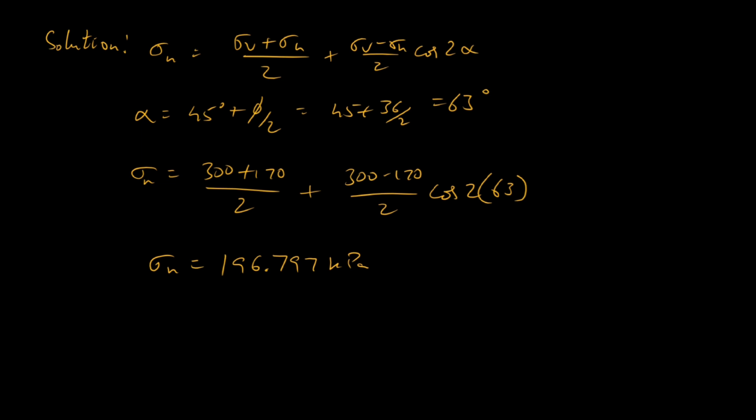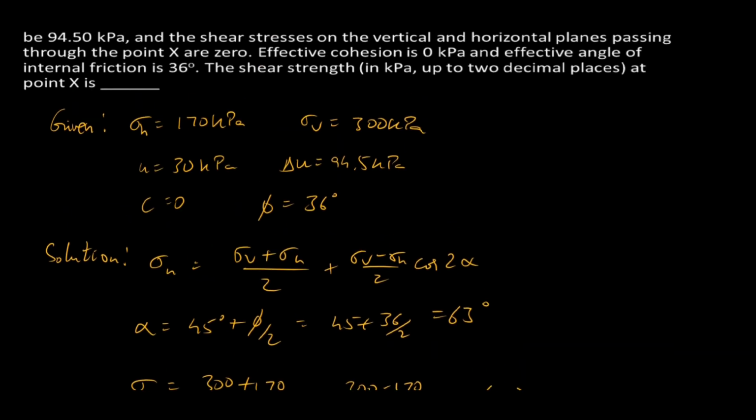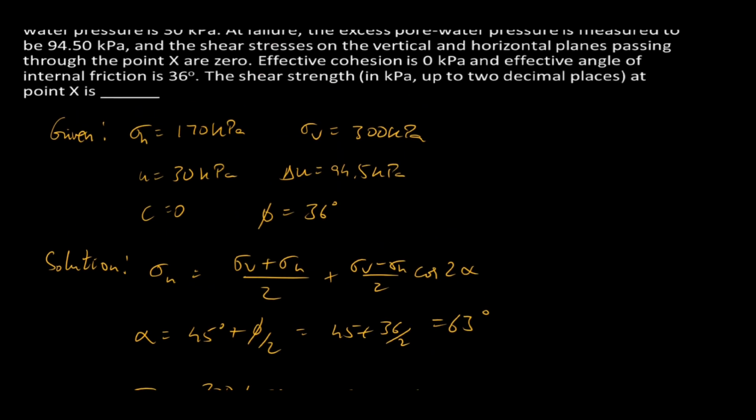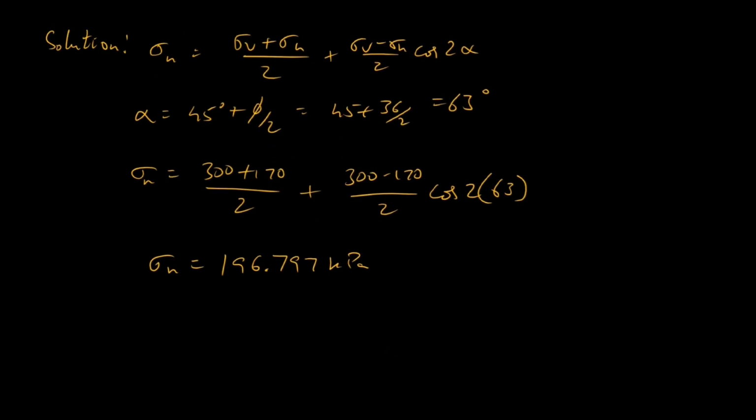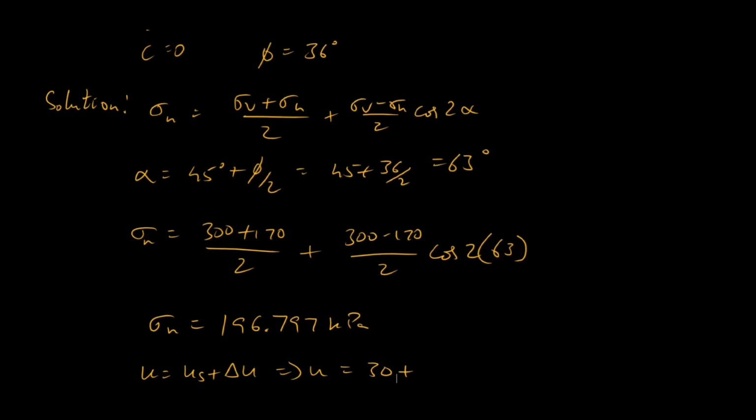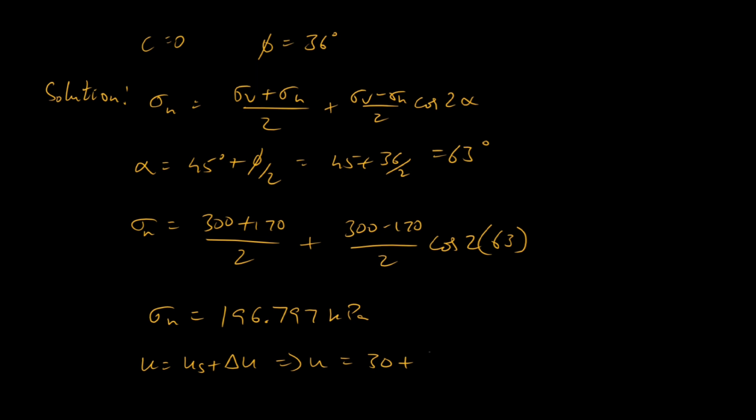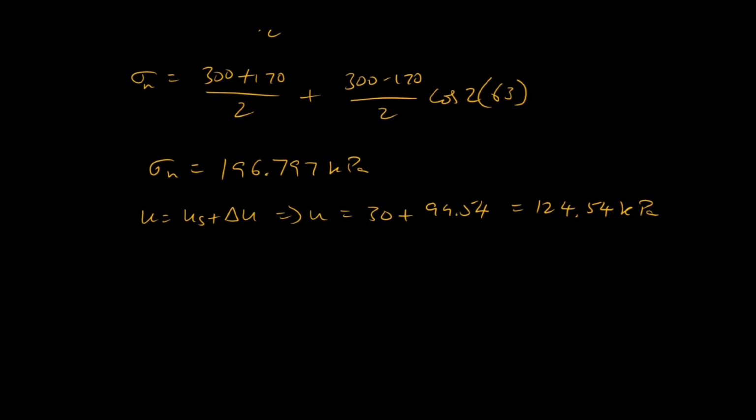So now they are given the static pore pressure and excess pore pressure. So you keep this as static pore pressure. So the overall pore pressure U will be equal to static pore pressure plus excess pore pressure. Therefore, U will be equal to 30 plus excess pore pressure, 94.54, which is 124.54 kilopascal. Right.